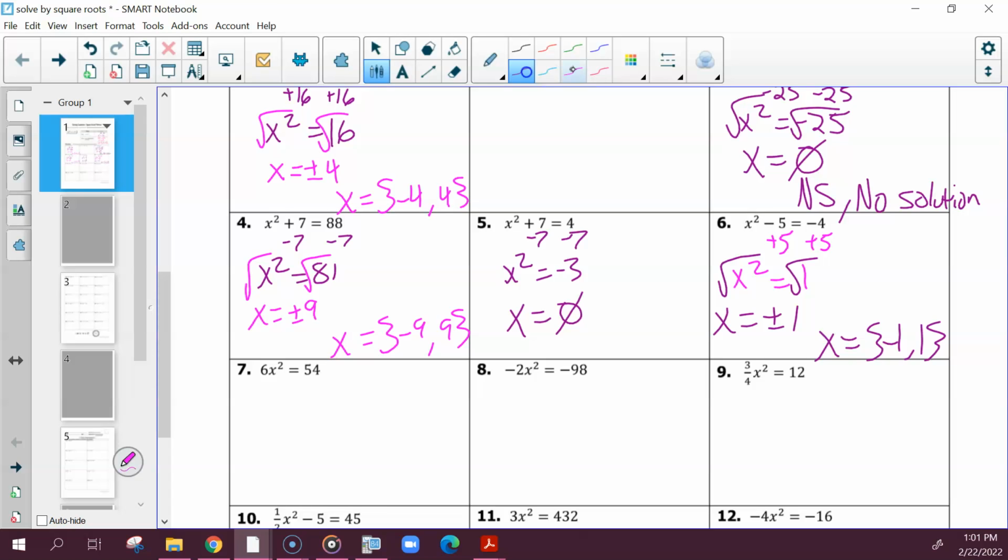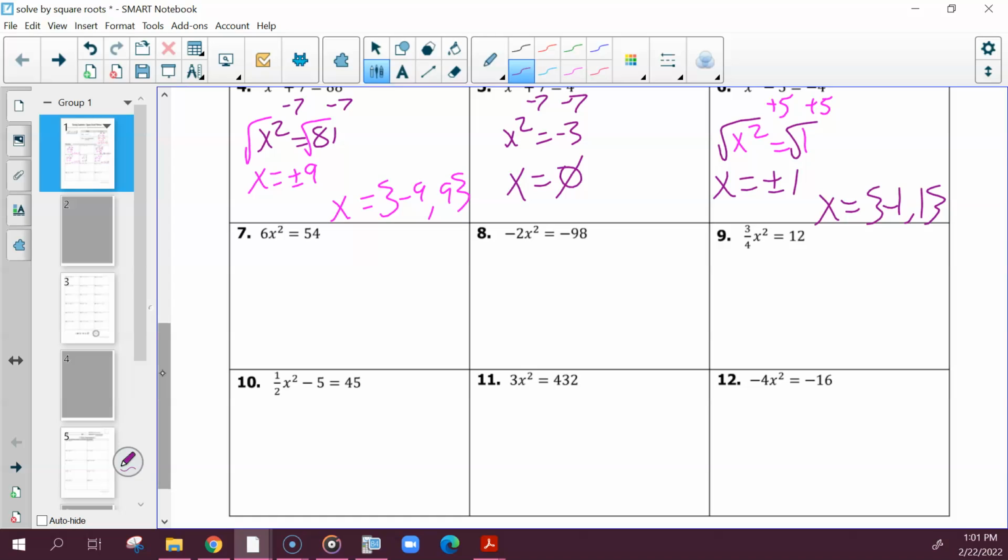Okay. Moving right along with number 7. Now we have 6x squared. We still have to isolate the x squared. So in order to do that, we're going to divide both sides by 6. So we get x squared equals 9. Now we're back to something that you know is a perfect square, or should. So we can take the square root of both sides. X equals plus or minus 3. So x equals negative 3 and positive 3.